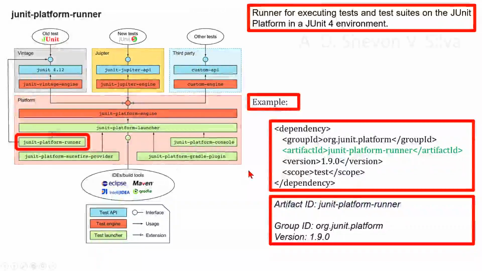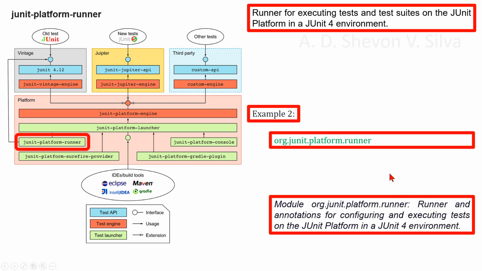As an example, in Maven we can consider this segment. Here you can see the artifact ID junit-platform-runner. This is in the group ID org.junit.platform. As an example 2, we can consider module org.junit.platform.runner and annotations for configuring and executing tests on the JUnit platform in a JUnit 4 environment.